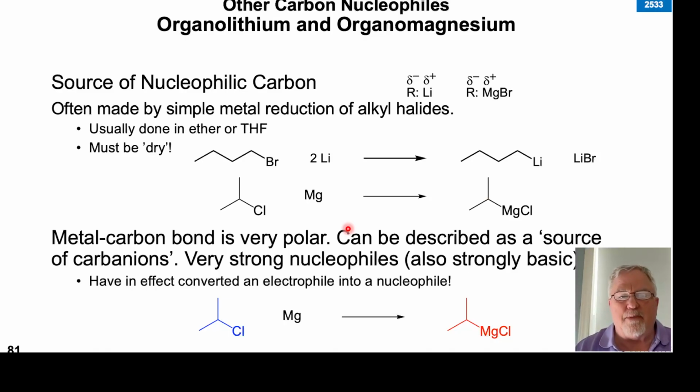So the metal-carbon bond in these instances is covalent, but it's very, very polar, and these things act like they're anions. Even though they have a lot of covalent character, they're very nucleophilic. Both organomagnesium compounds and organolithium compounds.